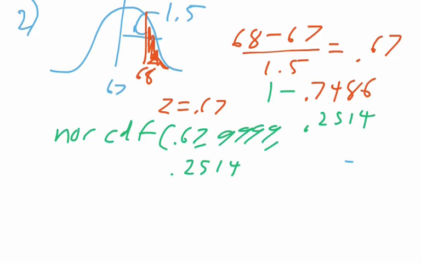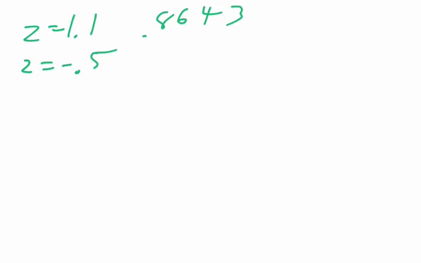And on to number 3. For number 3, we're looking for the percentage underneath. So look up a z-score of 1.1 in the table, and you'll get the answer of 0.8643. Look up a z-score of negative 0.5, and you will see 0.3085. And for those of you using the table, we just subtract those two numbers, and we get 0.5558.